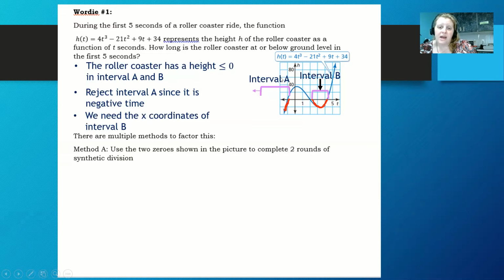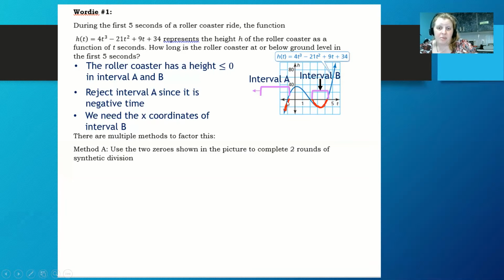So if interval A is out, that means the only thing I'm interested in truly is interval B. Well, if I want to know how many seconds the roller coaster is below the ground, I need to know how many seconds until it hits the ground and then comes back up. So really, I need the x coordinates for interval B, or you could say I just need those x-intercepts.